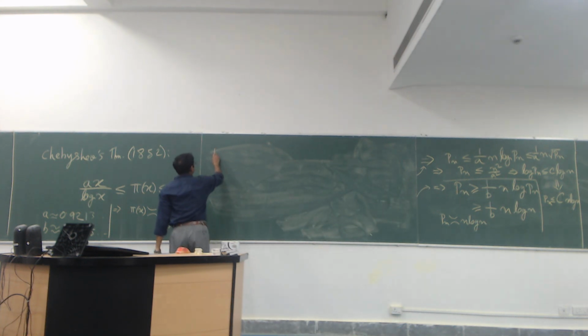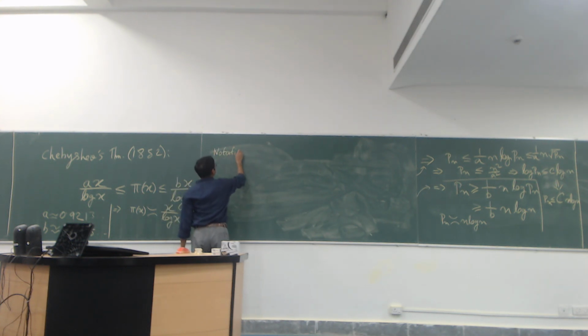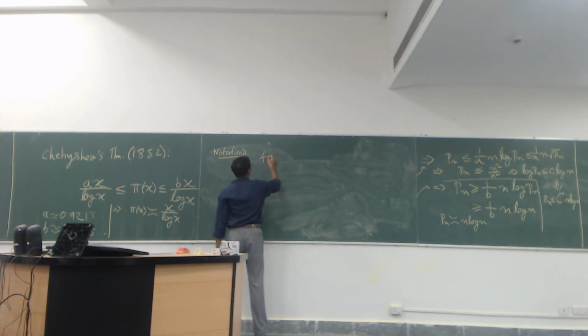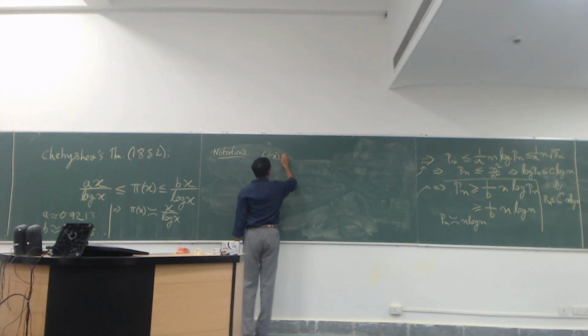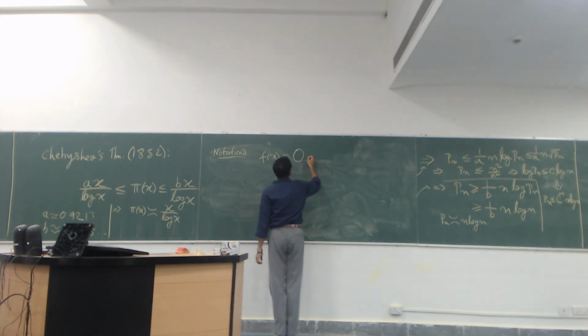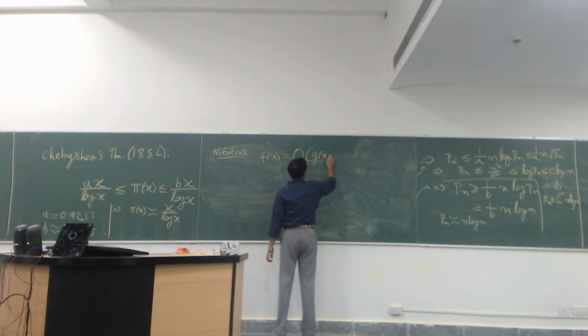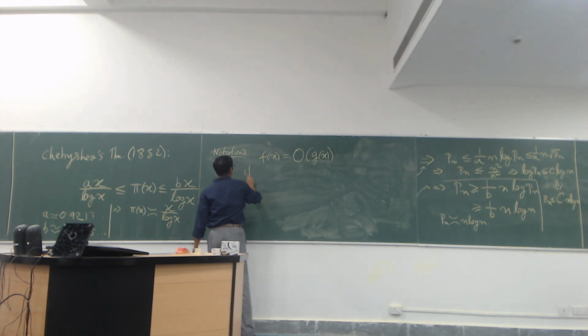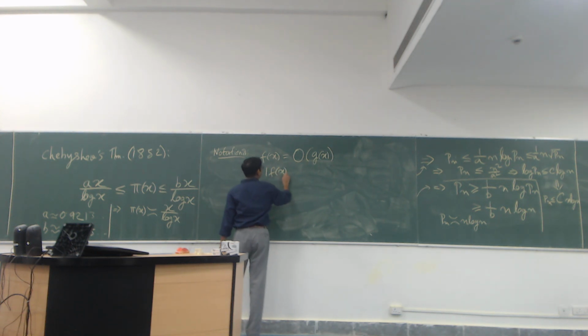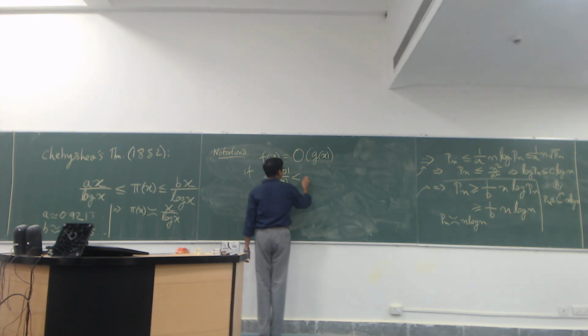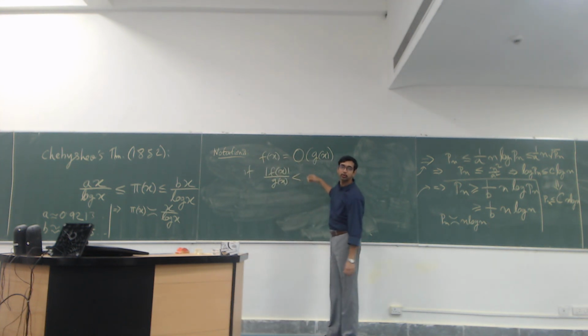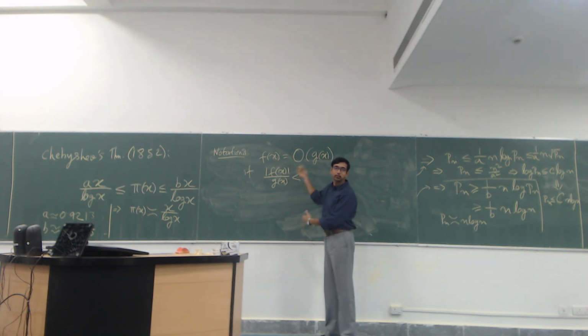Notations, as we just introduced that asymptotic equality. So it's also the notations. So we write f(x) is big O of g(x) if f(x) by g(x) remains bounded. We will use this big O, small o, etc. for terms tending to infinity.